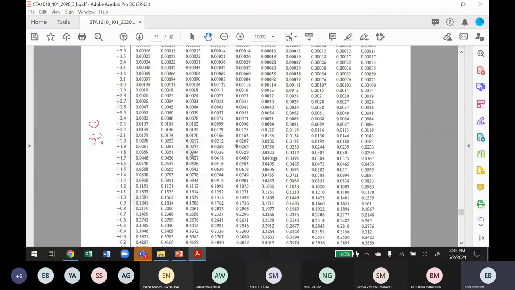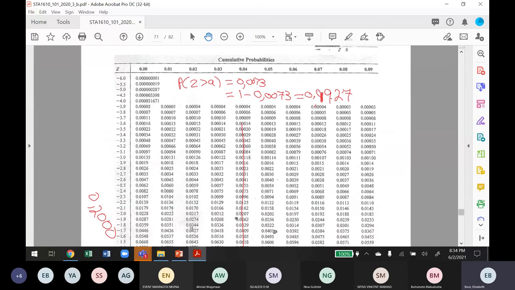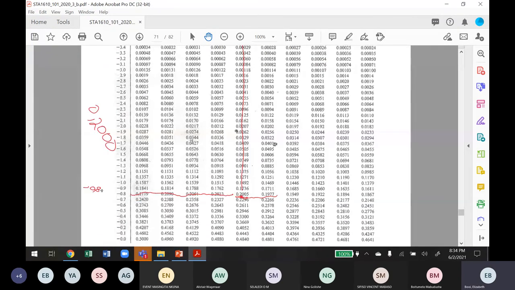Remember, we're looking for 0,2000. So let's find 0,1 and 0,2. It's somewhere in between those two. This one is far away and this one is close by, 0,2. Even if we round it off, this will be the closest one. So it corresponds with minus 0,8, and then we go to the top, and at the top it corresponds to 4. So that will be minus 0,84.